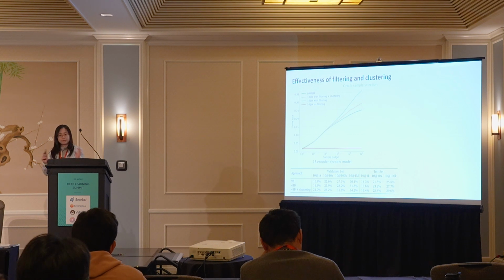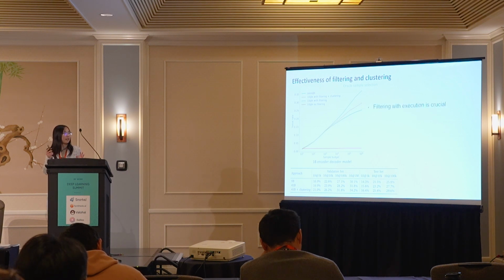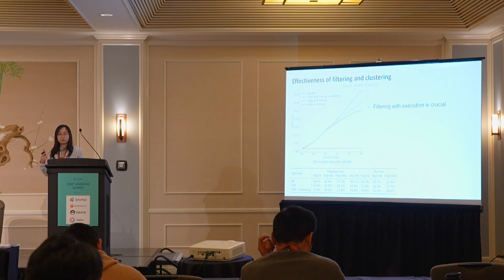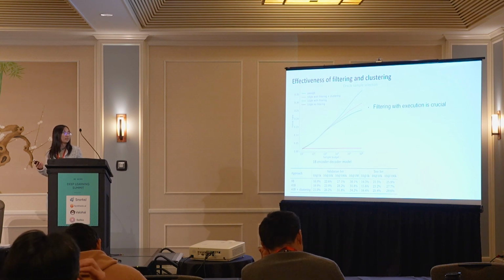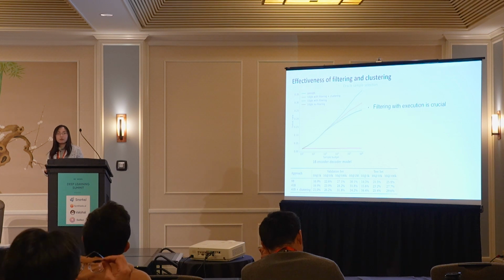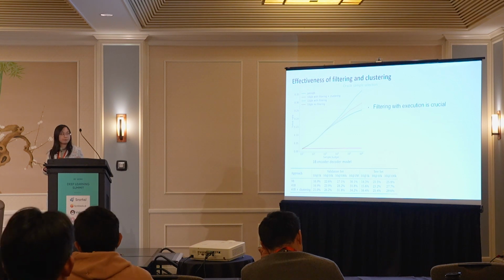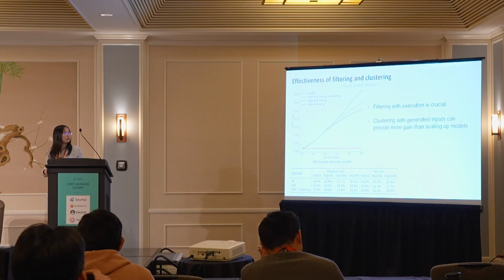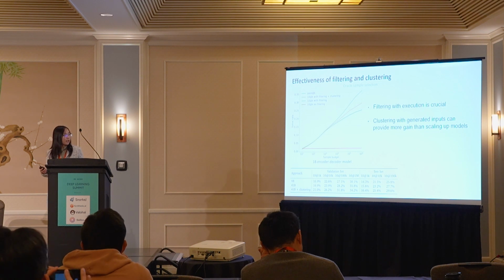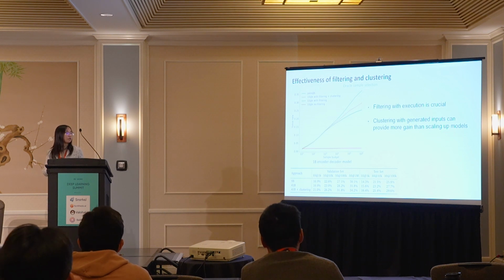Here I'm showing some results to demonstrate that this filtering and clustering procedure is really crucial. If we compare this red curve with all other curves, we can see that if we do not do any filtering, then the model performance is nearly zero, even with 1 million programs. So this shows that right now, the model sample efficiency should be further improved. Then we can see that this clustering procedure can actually provide much more performance gain than simply scaling up the models, if we compare the performance from 9 billion to 41 billion, and also the 41 billion model using clustering.